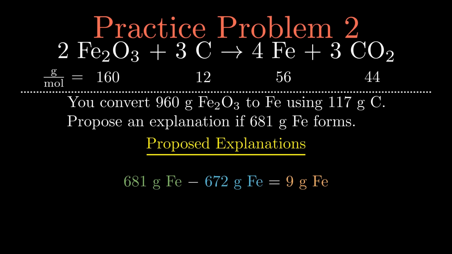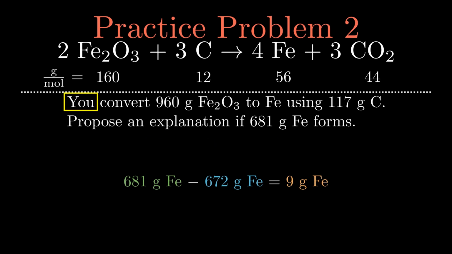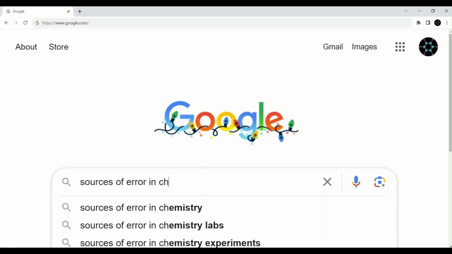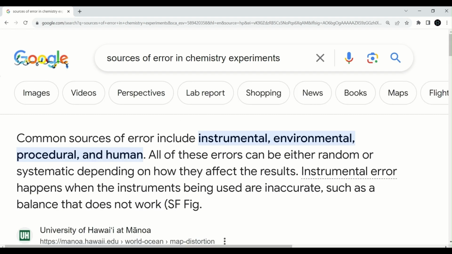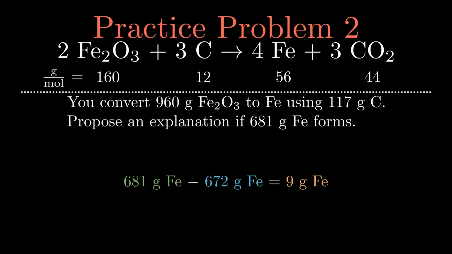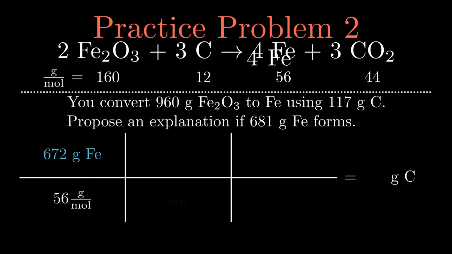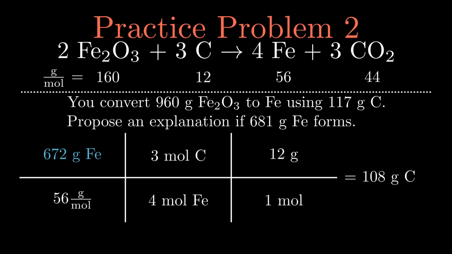We can start by interpreting the use of the word "you" in the question as referencing a real-life attempt at this reaction. So, what exactly went wrong here? Well, it could be a variety of things, and since we did not actually do it, we might not be able to narrow it down precisely. However, we can try something we haven't yet, calculating excess reactant. We can use the 672 grams of iron that can be produced and find out how much carbon is required to make that much. It turns out that 108 grams of carbon is needed in this reaction.